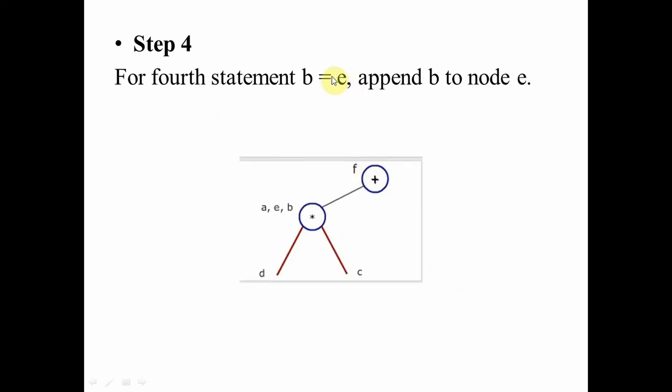For the fourth statement, B equal to E, append B to node E. So now we are moving B from here to this interior node. So now A, E and B are all at the same position. That is, whatever value is stored in E can be assigned to B. So B will have a value such as D into C. Now D into C is stored in A, E and B.